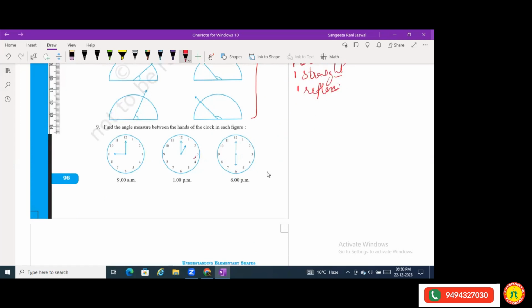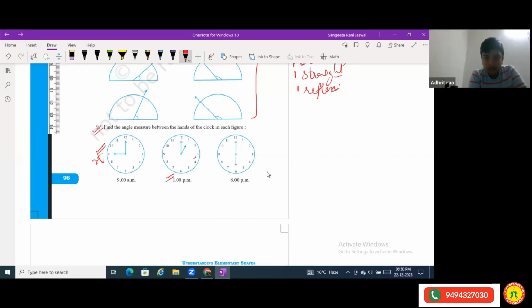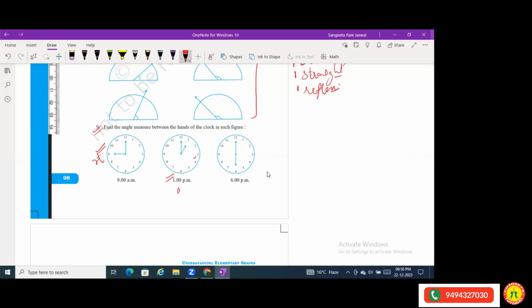Okay, now see the next one. Question number 9. Find the angle measured between the hands of a clock in each case. Now you have to tell me the angle. What angle is it making? Now the first one. Afan will tell me the first one. What angle is made here? Right angle. Okay. Next, Adrit, what angle is here? Ma'am, acute. Acute, okay. Ritej will tell me what angle is here. Ma'am, straight angle. Straight angle, okay.